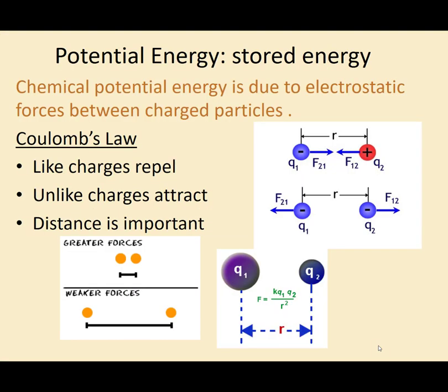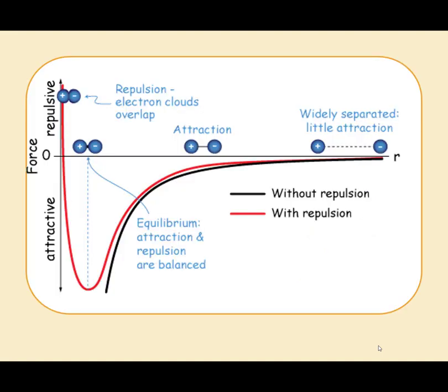Potential energy is a stored energy, and in chemistry, the chemical potential energy is due to electrostatic forces between the charged particles. So this just boils down to Coulomb's law. Like charges repel, unlike charges attract, and distance is important. So we can apply that to this diagram that looks at the repulsive forces versus the attractive forces.